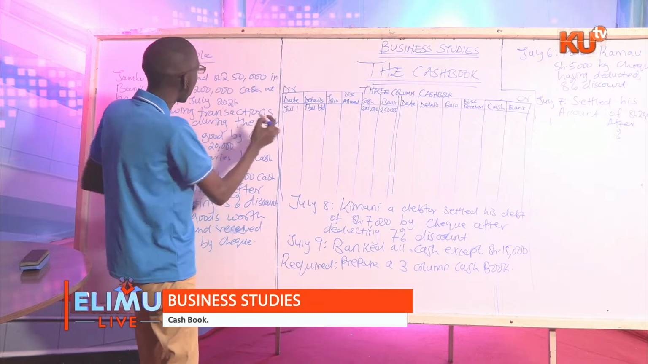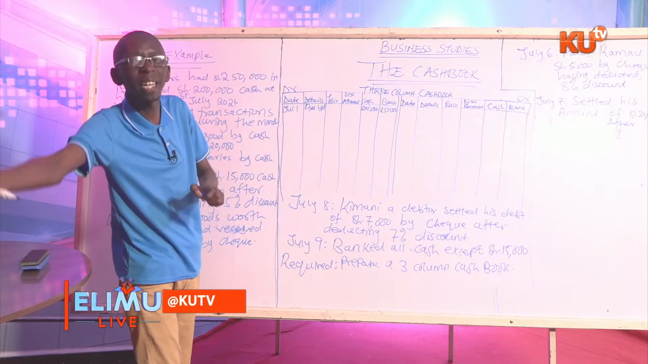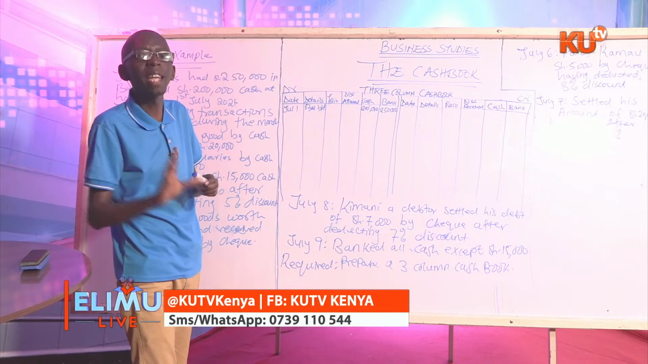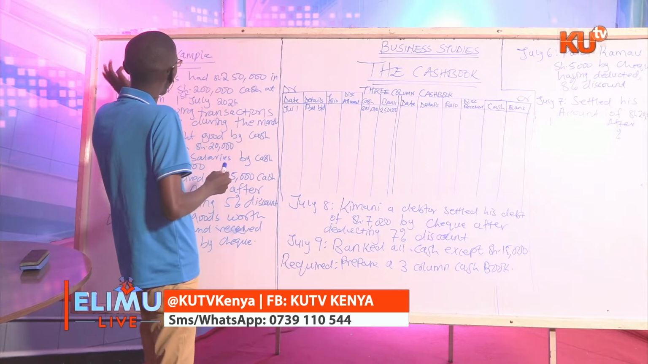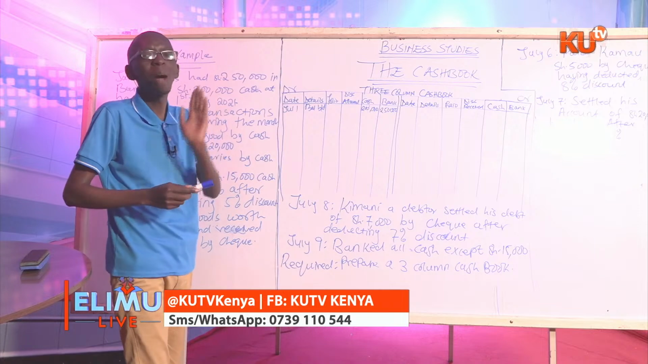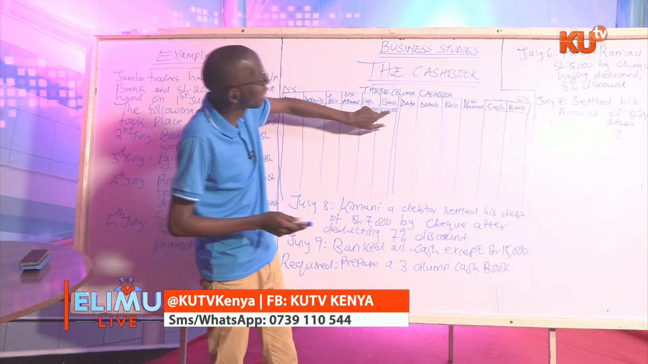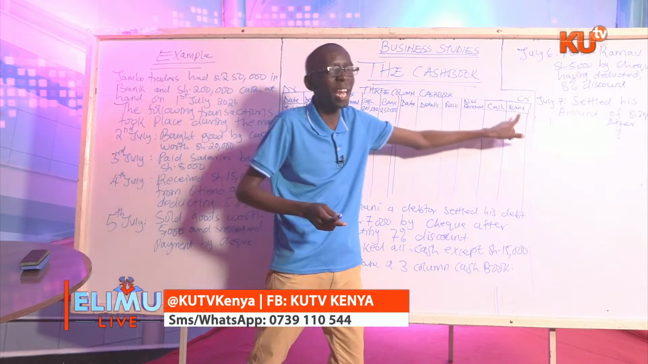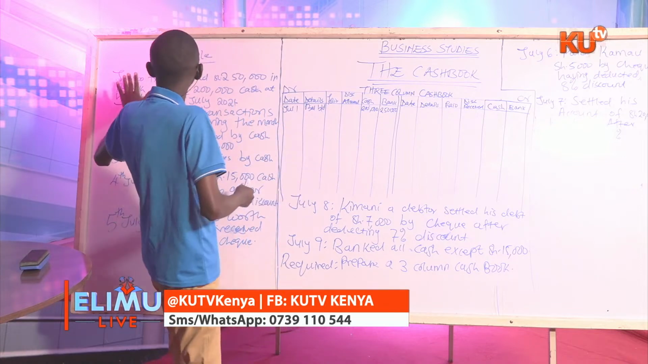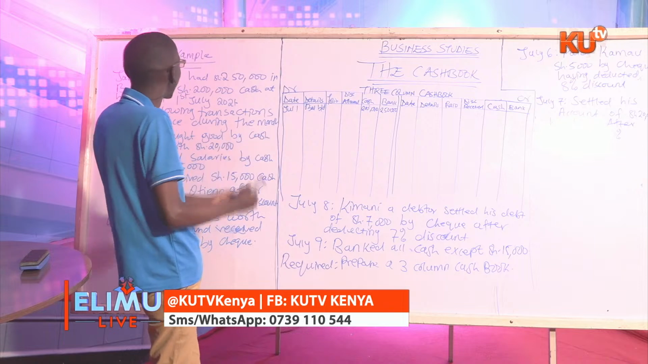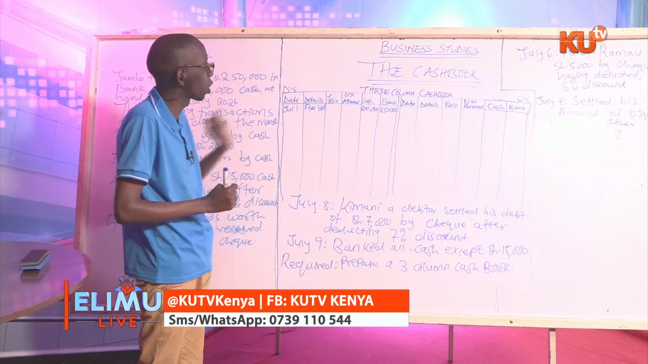My dear students, sometimes you'll be told Jumbo Traders had a bank overdraft of 250,000. An overdraft is a bank debt. So we would have recorded the amount of bank on the credit side. Why? That is a debt that Jumbo Traders owes the bank. But now we are told Jumbo Traders had 250,000 shillings in bank and 200,000 shillings cash at hand. That is balance brought down.